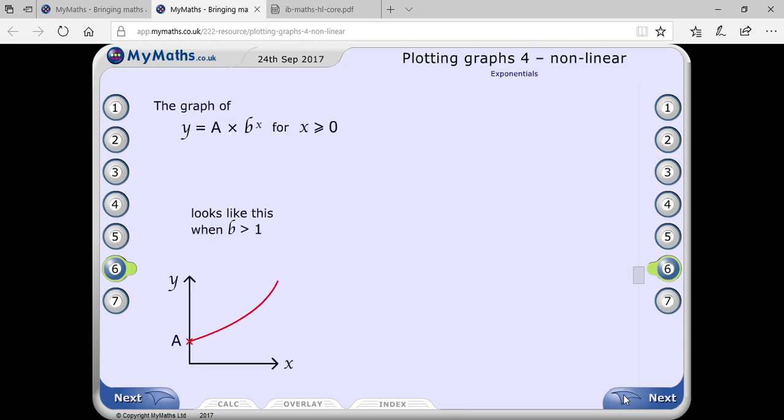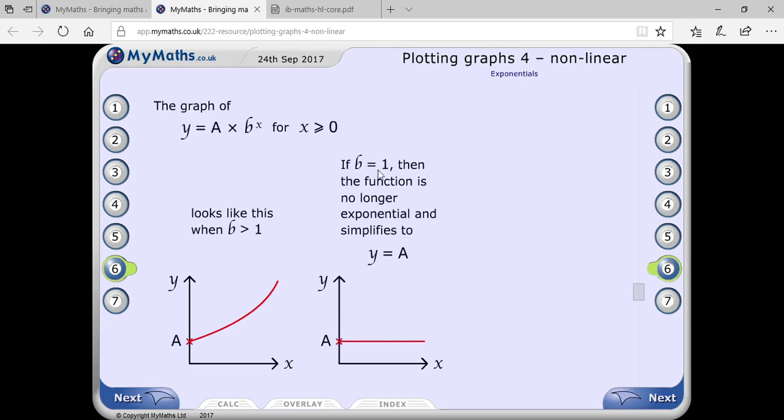Here there are 3 or 4 conditions which I am going to tell you, beta. Suppose y equals a into b to the power x is given to you, and x is greater than or equal to 0. Understand? Then you will get your graph like this. When b equals 1, the function is no longer exponential and simplifies to y equals a, which means it will be a straight line parallel to the x-axis. And the third one, when 0 is less than b is less than 1, then, in the previous one it was increasing, here you can see it will be decreasing.